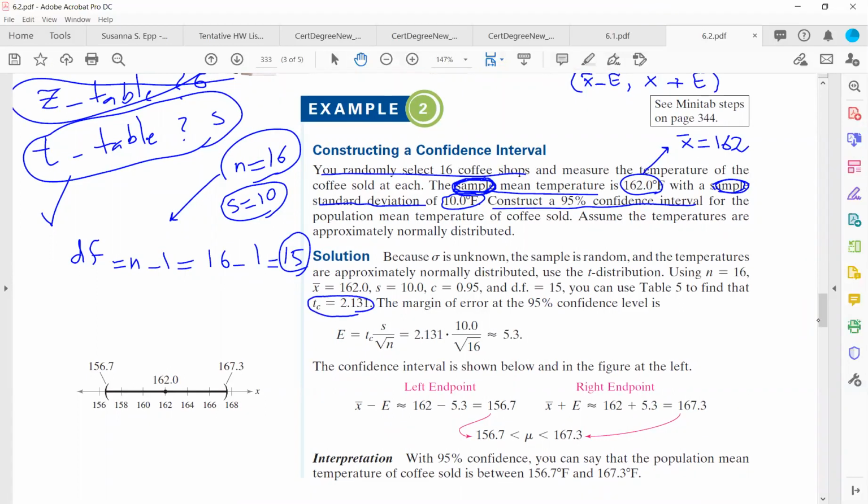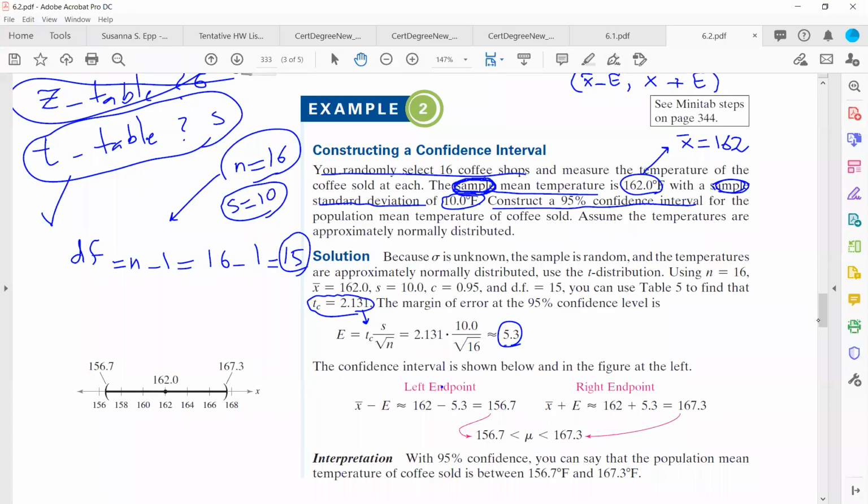But to form your confidence interval, you don't have to worry about the negative one. The margin of error is TC, critical value, times S, which is 10, divided by square root of N, which is 16. So 2.131 times 10 divided by square root of 16, if you do the algebra, is about 5.3.